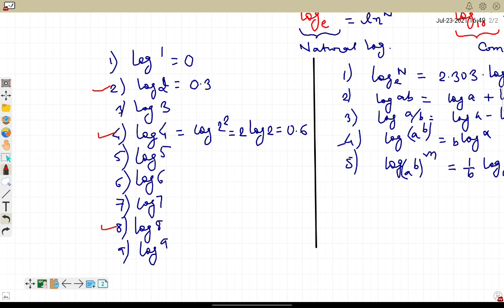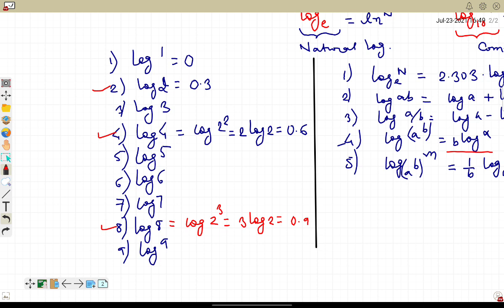Next, using the concept of log 2, you can find the value of log 8 also. So we can write log 2 raised to the power 3. So what is the formula? Log a raised to the power b is equal to b times log a. So we can write 3 times log 2, and log 2 is equal to 0.3. So 3 into 0.3 is equal to 0.9. So we can find all three values: 2, 4 and 8.